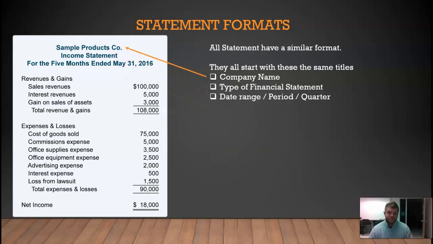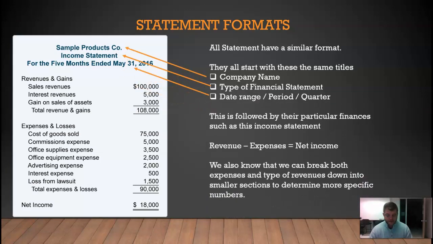Statement formats. We looked at a couple things, but I want to look at the formats of statements to understand how they are developed. All statements have a similar format. And by statement, I mean income statement, balance sheet, statement of owner's equity, or change in owner's equity. They all start with these same titles: the company name, the type of financial statement I'm looking at, and the date range. Now again, if it's an income statement, it could be a week.